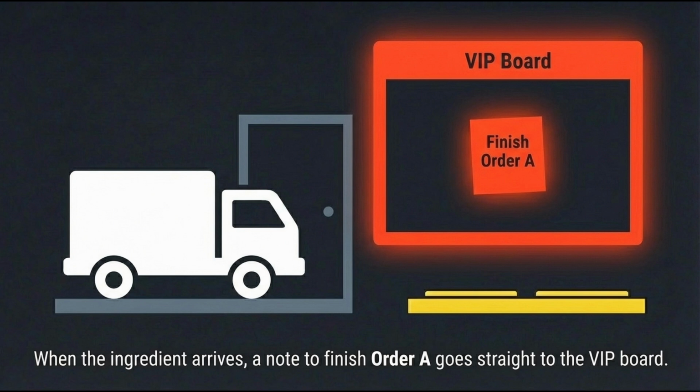When the ingredient finally arrives, a note to finish order A goes straight to the VIP board. Remember from last episode, VIP orders always get processed first. That's your continuation, scheduled as a microtask.